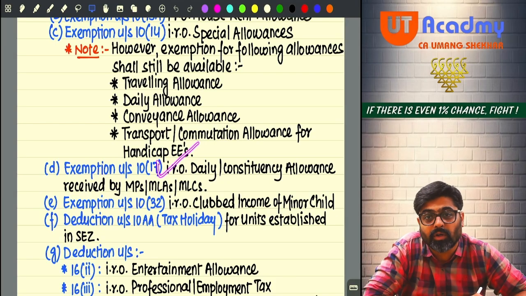Yes or no? Do you remember for clubbing, minor child's income used to get clubbed? 1,500 rupees per annum per minor child you used to get as exemption. That will not be given if you follow 115BAC.